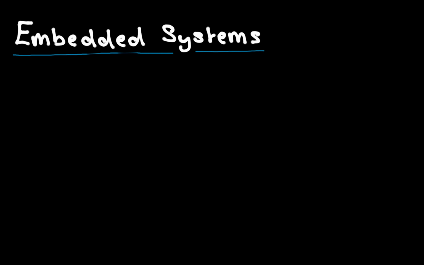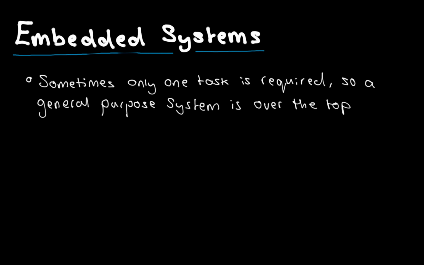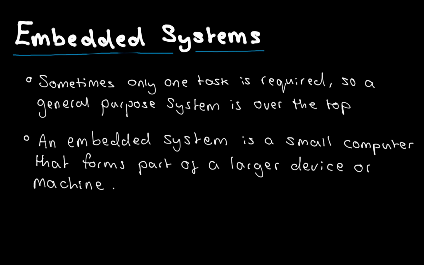So that leads us on to embedded systems, which, as you might have guessed, is kind of the opposite. Our motivation for making these was that we sometimes only need one task to be done and done quite well. To have a general purpose system do that would be overkill because, like I said, general purpose systems are quite expensive because the hardware requirements are so high. An embedded system is basically just a small computer, like a small integrated circuit that forms part of a larger device or machine. For example, your washing machine doesn't need a laptop in order to run, right?